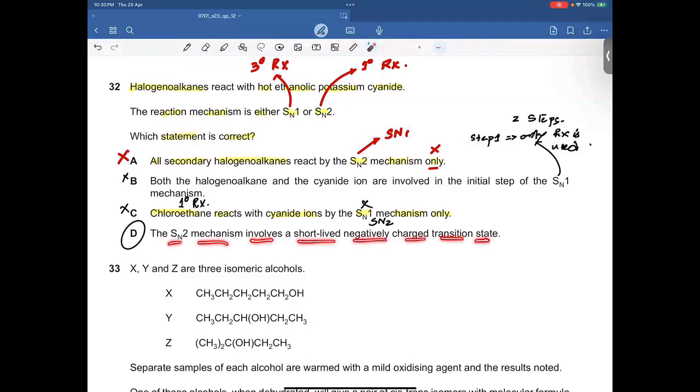That's the right answer, because in the SN2 mechanism we have a pentavalent transition state, and that pentavalent transition state has an overall negative charge, if you remember. So D is going to be the right answer.